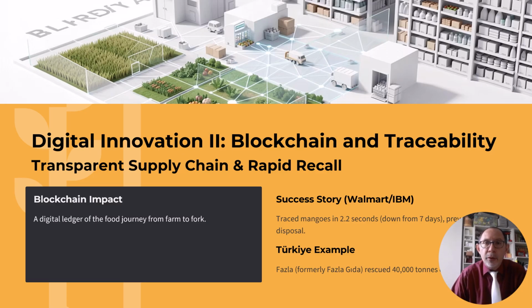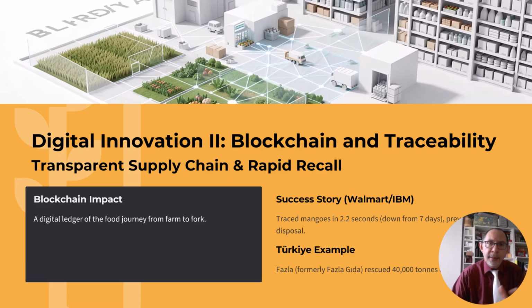Blockchain technology records the journey of food from farm to fork in an immutable digital ledger. The Walmart and IBM Food Trust collaboration is the most concrete example. They reduced mango traceability time from 7 days to 2.2 seconds. Do you know what that means? In a food safety crisis, instead of destroying tons of safe products, only the problematic ones are found in seconds. This is the digital prevention of waste.